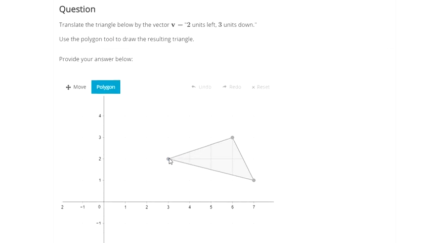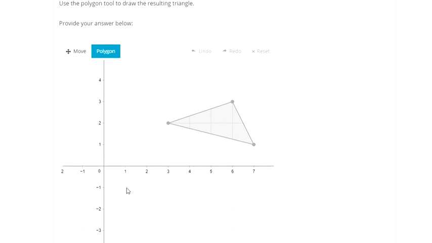So 2 units left means the furthest left point should now be at 1. And 3 units down, that furthest left point now goes down to 1, 0, -1 here. Once you have 1 point, you just count out where the other points should be in relation to it, right? So we translated this point, and it went down here.